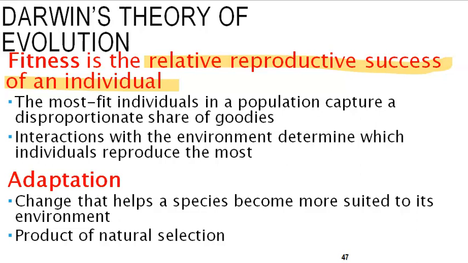And so interactions with the environment determine which individuals reproduce the most. Of course, if you're getting most of the resources, you have the most strength to reproduce. It's all about energy, right? And so adaptation is change that helps the species become more suited to the environment.